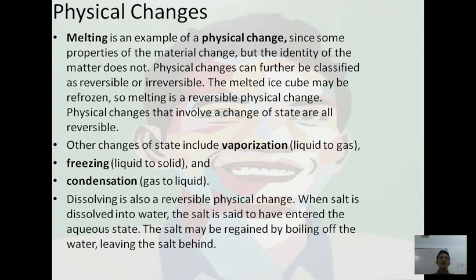Dissolving is also one of the physical changes, and it is also a reversible physical change. When salt is dissolved into water, the salt is said to have entered the aqueous state. The salt may be regained by boiling off the water, leaving the salt behind.